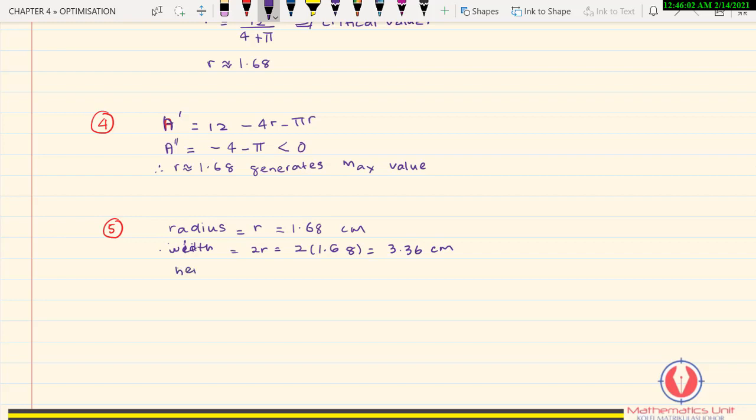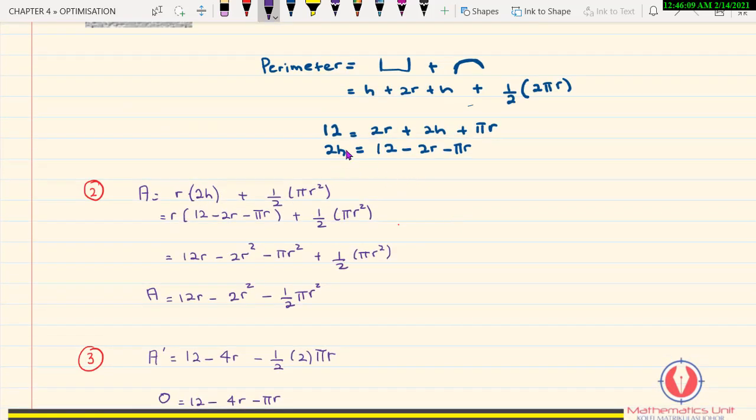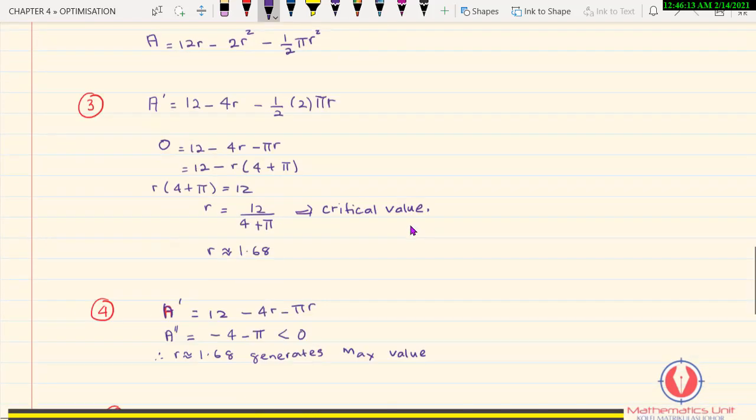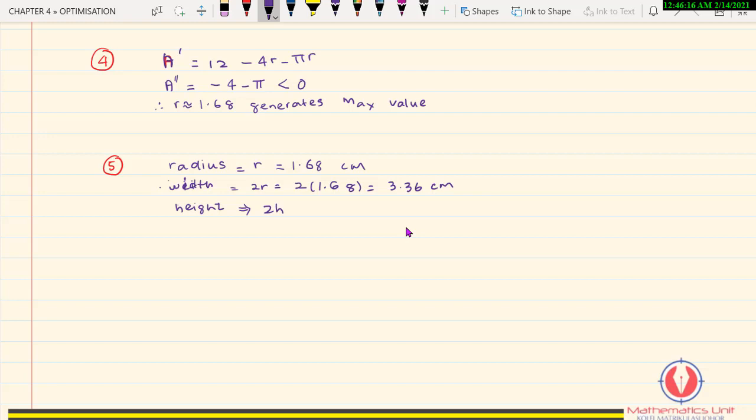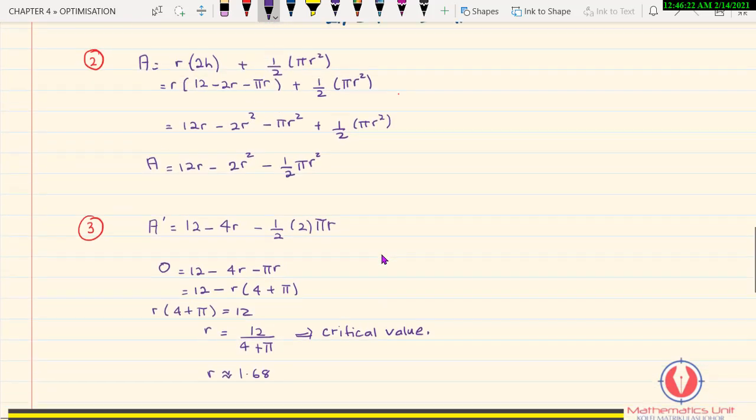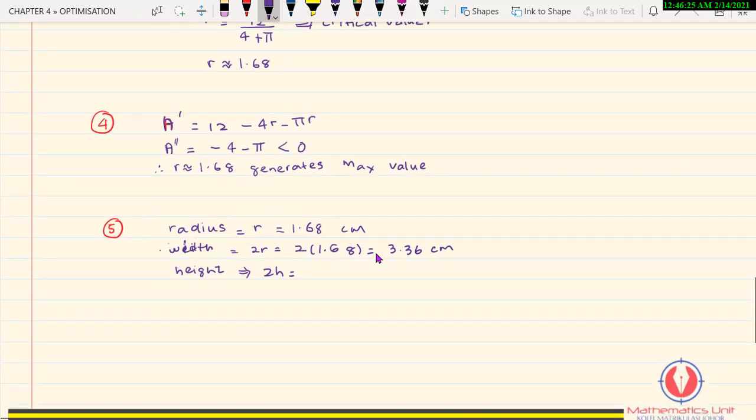And last one is the height. We know from here 2h is equal to 12 minus 2r minus pi r. So that is equal to 12 minus 2 times 1.68 minus pi multiplied by 1.68. Then we want to get the height of the window, so this value is divided by 2. Then you will get about 1.68 centimeters.